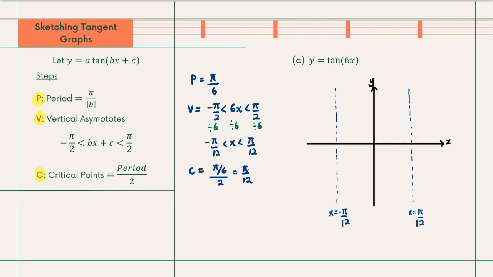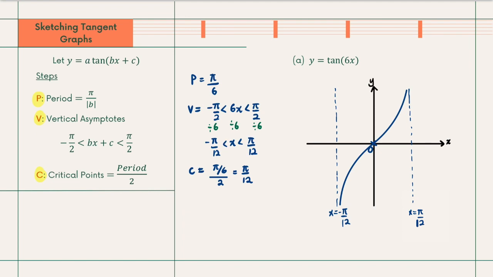Okay, now kita tengok negative pi over 12 pluskan dengan critical point kita which is pi over 12, kita akan dapat kosong. So maksudnya the next critical point is at 0. Dan okay, when 0 pluskan dengan C which is pi over 12, kita akan dapat pi over 12. Okay, so complete lah, cukup satu cycle. So lukis daripada bawah ke atas and then dia akan naik balik daripada 0 ke atas. So this will be the shape of our tangent of 6x untuk one cycle sahaja.